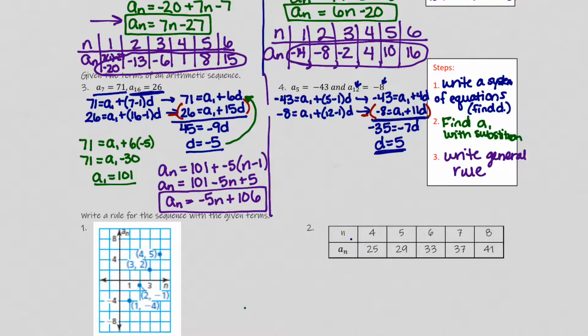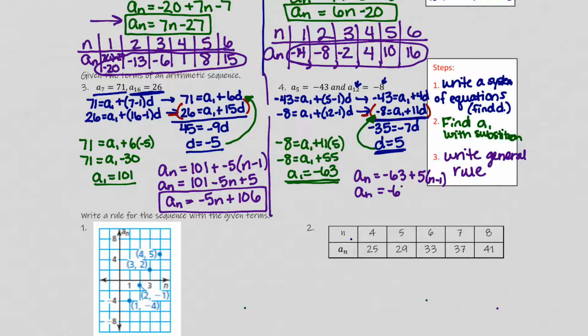We found D. Step 2, we find A by substituting that into one of the original equations. And it doesn't matter which one, so this time we can substitute it into the negative 8 equals A1 plus 11 times D. So that's negative 8 equals A1 plus 55. And we subtract 55 from both sides. A1 is going to equal negative 63. So I have A1 and I have D, and now I can write the general rule. So AN is going to equal that first term plus D times N minus 1.